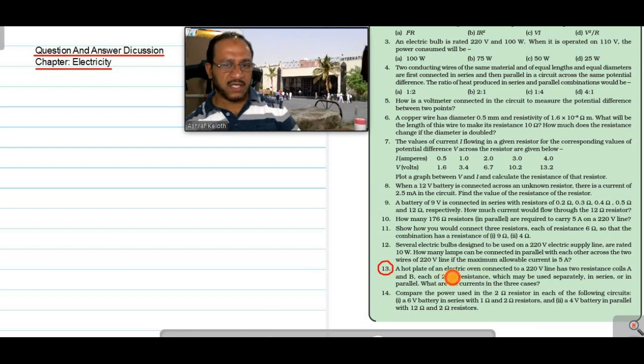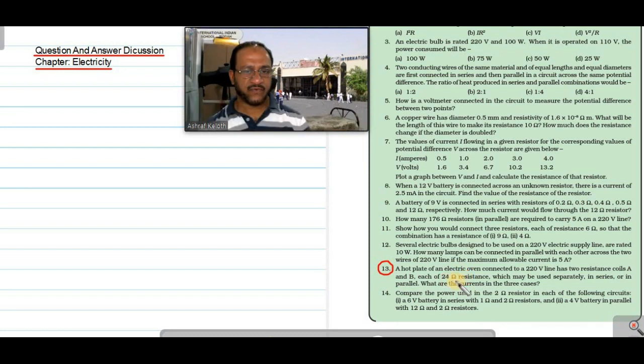A single coil is connected, only 24 ohm. Then second case, both 24 ohms are connected in series, so total resistance will be how much? 48 ohm. Third case, both can be connected in parallel. If two 24 ohm resistances are connected in parallel, what will be the total resistance? 24 by 2, 12 ohm will be the total resistance.